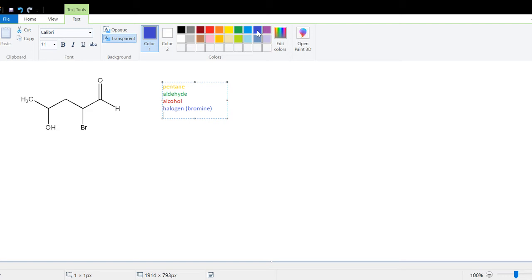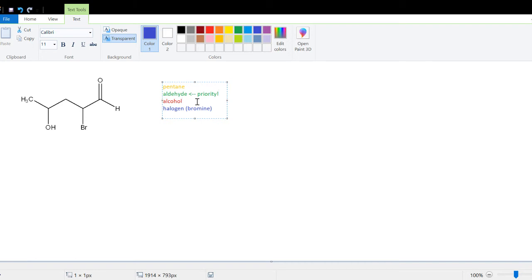Okay, so we have a pentane, an aldehyde, an alcohol, a halogen, specifically a bromine, and we have to put all those together. If you notice, we have an aldehyde and an alcohol, which can go either as a prefix or a suffix depending on which one has the highest priority. If you remember the priority rules, it was carboxylic acids on top, followed by aldehydes, then ketones, then alcohols. So aldehydes have the highest priority.